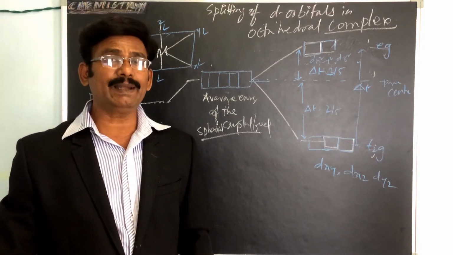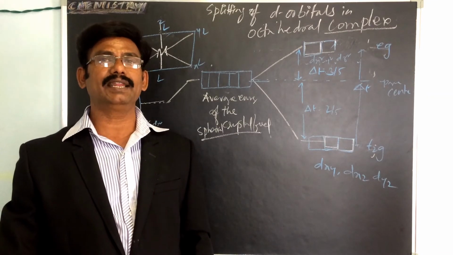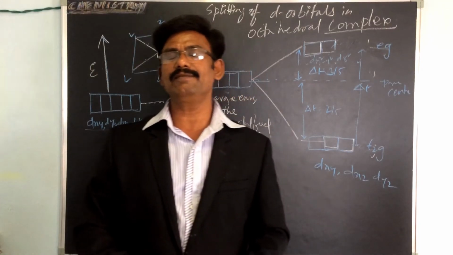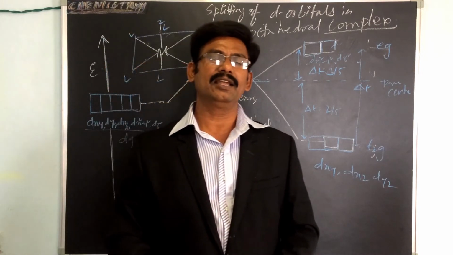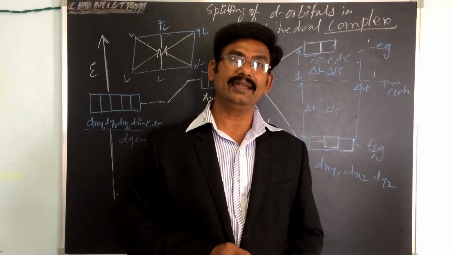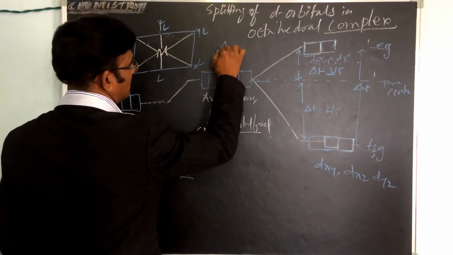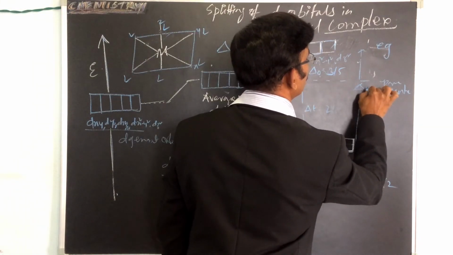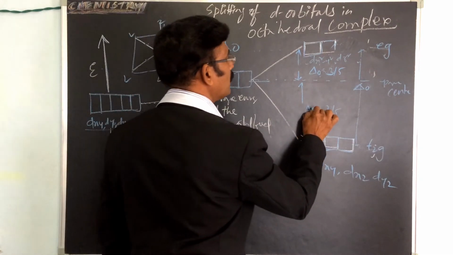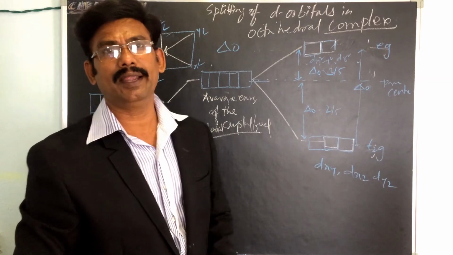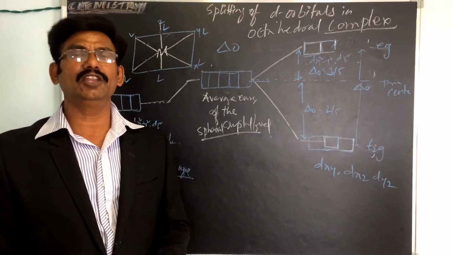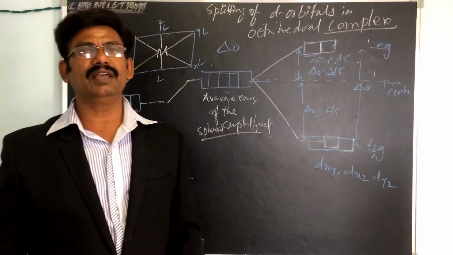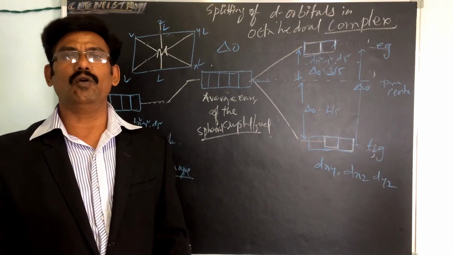The splitting of degenerate d orbitals under the influence of the ligand is termed crystal field splitting, and the energy separation between them is denoted by delta O. Here T means tetrahedral, O means octahedral.